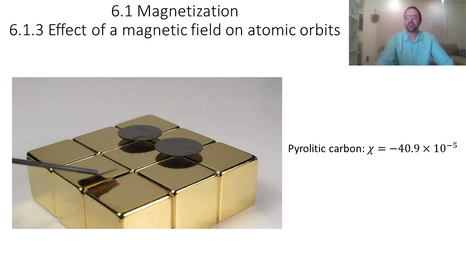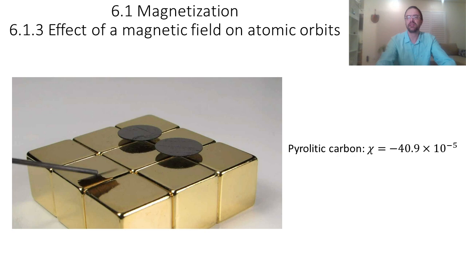Now, a measure of the paramagnetic or diamagnetic effect is the quantity called the magnetic susceptibility. We will introduce susceptibility in the next video, but for now I will just discuss the value of magnetic susceptibility for a few materials. Now, one of the materials with the largest diamagnetic effect is pyrolytic graphite. Its magnetic susceptibility in SI units is minus 40.9 times 10 to the power minus 5. And so it is negative for a diamagnet because the dipole moments align opposite to the magnetic field.